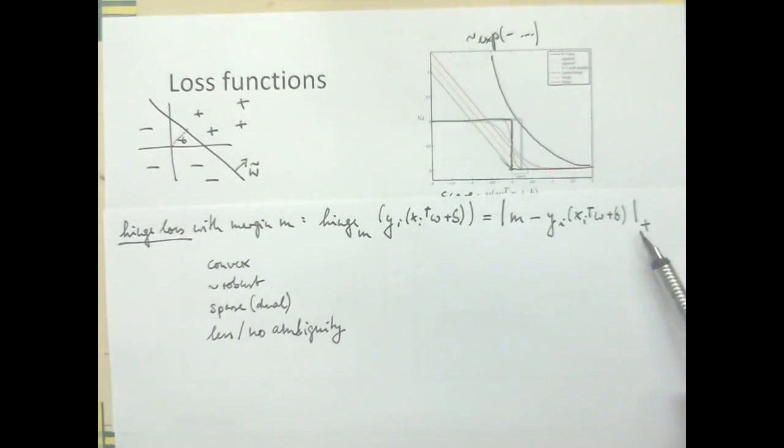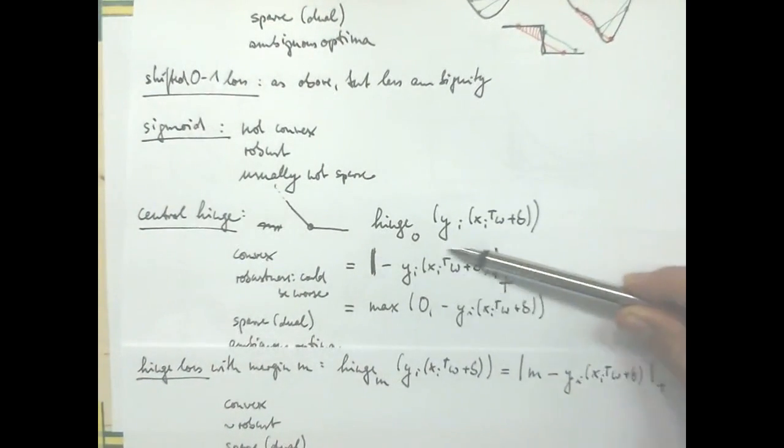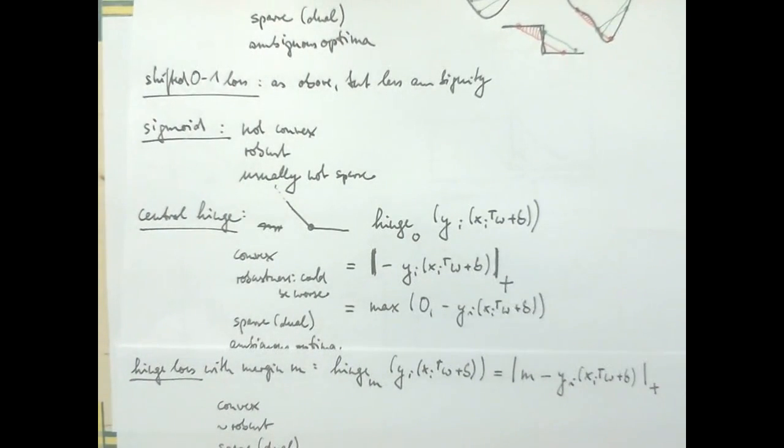This is the same symbol as we had for the central hinge function. And it means keep the positive part of the argument. So if the argument is negative, then the answer will be 0. And if the argument is positive, then it will return that argument.